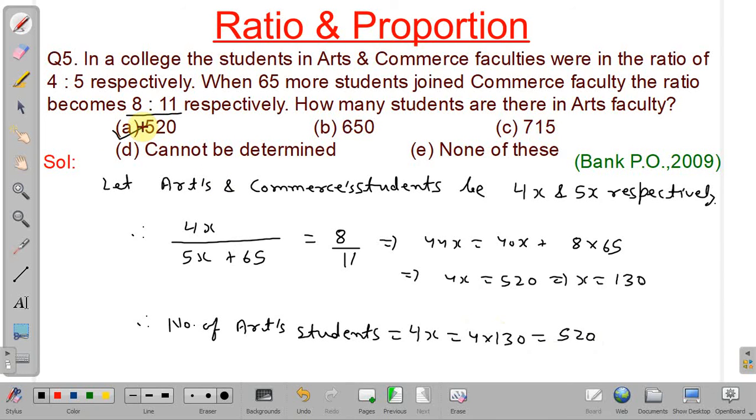Okay friends, so in this lecture we have discussed some important problems on the topic ratio and proportion. Okay, thank you.